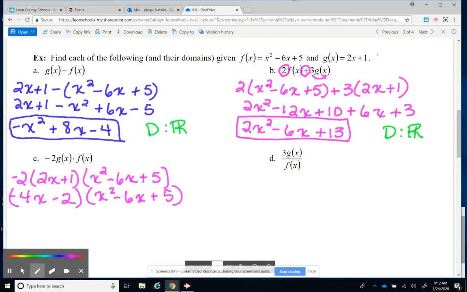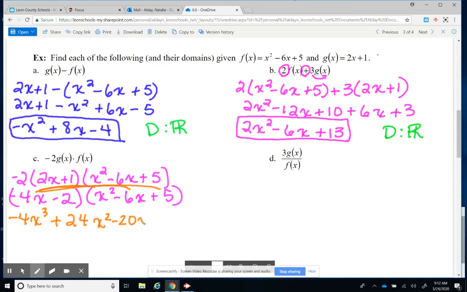All right, so what we're going to do now is we're going to distribute. We're going to do negative 4x times x squared, and that's negative 4x cubed. Then we're going to do negative 4x times negative 6. A negative times a negative makes that a positive, 24x squared. And then negative 4x times 5. Negative times positive is a negative, so negative 20x.